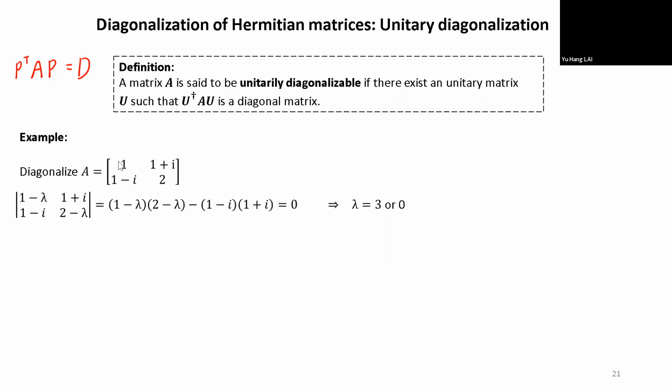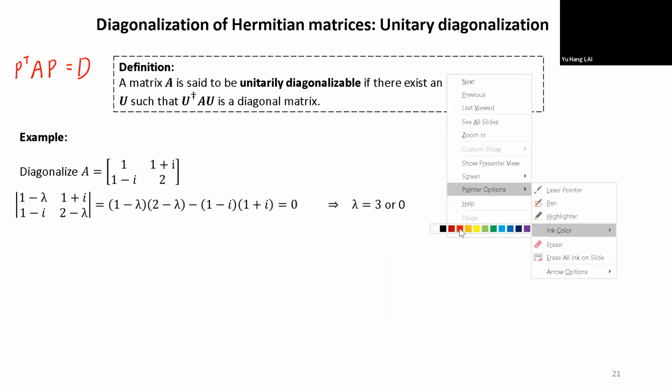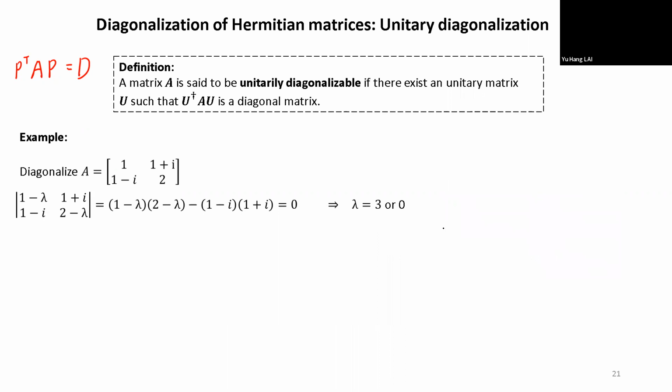This 2x2 matrix, first of all, you recognize that this is a Hermitian matrix. If I want to diagonalize it, how do we do it? First of all, again, find the eigenvalues. Using this determinant, from here you'll be able to find that lambda equals 3 or 0. Then just as a practice, let's see how to find the eigenvector for lambda equals 3.